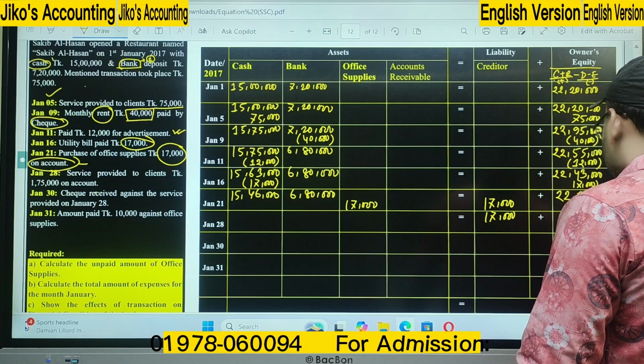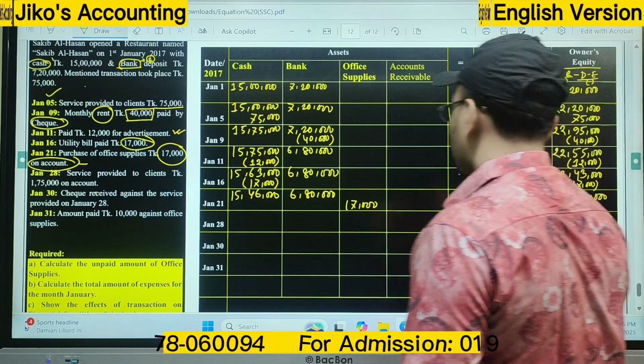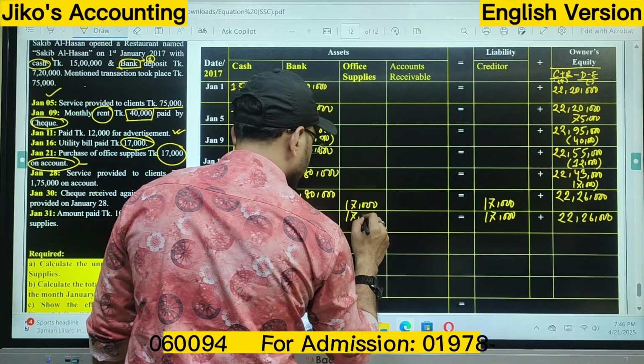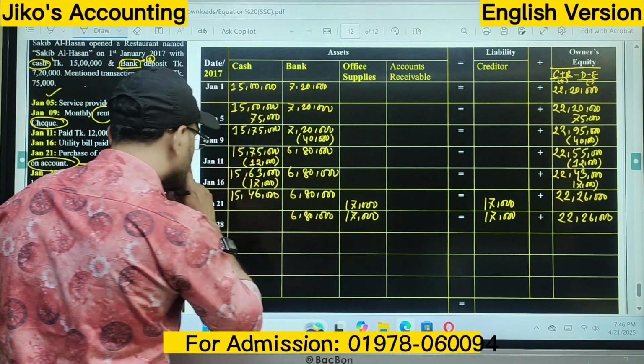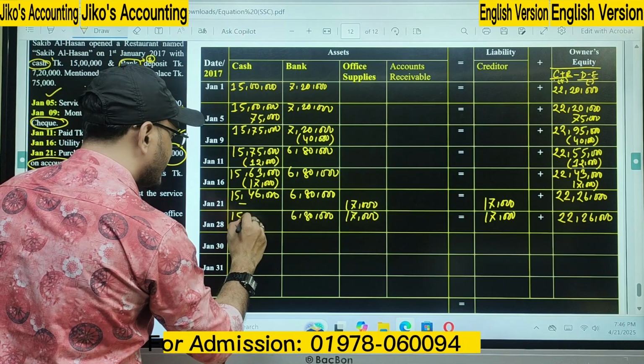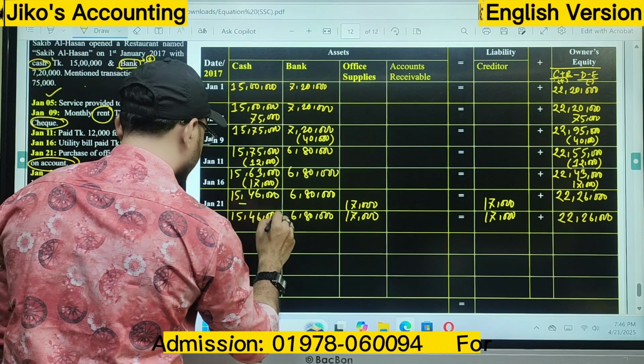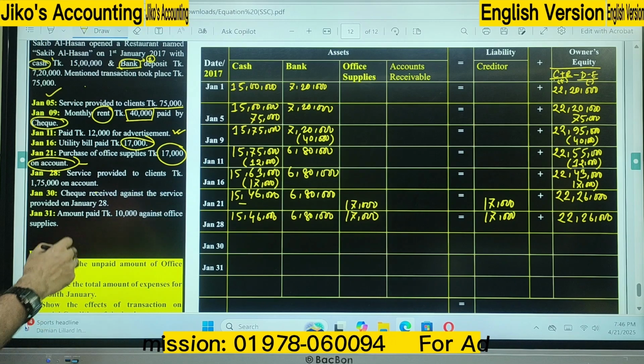Now 22,000, 26,000. Here is 17,000, sir. Then 6 lakh 80,000. Then 15 lakh 46,000. How about January 28?